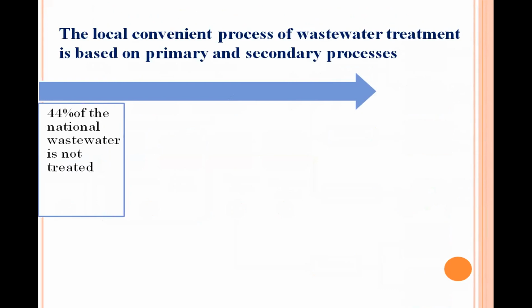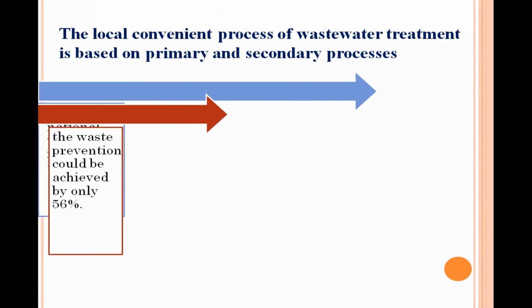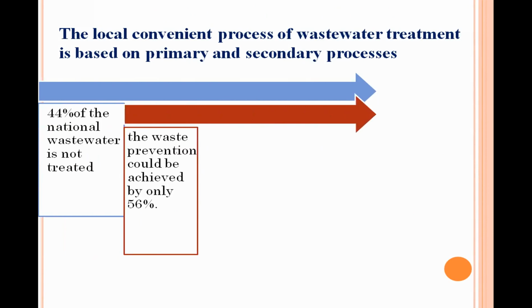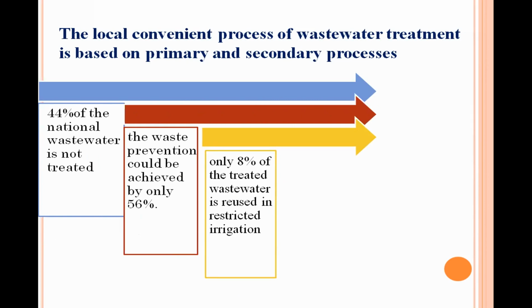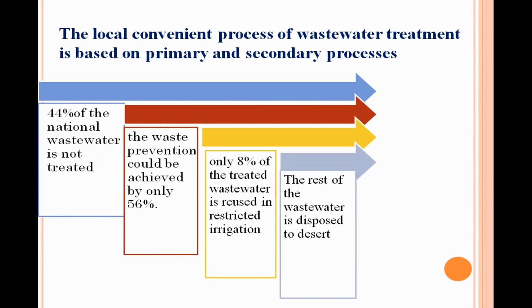This slide will represent the problem in Egypt in wastewater treatment. The local conventional process of wastewater treatment is based on primary and secondary processes. And 44% of the national wastewater is not treated. So we treat about 56% only. And just 8% of this treated water is used in restricted irrigation. The rest is disposed to the desert.